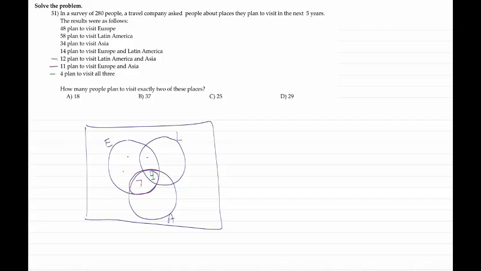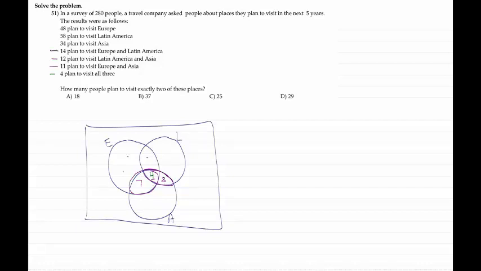12 plan to visit Latin America and Asia. So Latin America and Asia, this is where these 2 overlap, and I have to have 12 people in there. Again, I've already counted these 4, so 8 more go in here. So that's 12 minus 4 is 8.